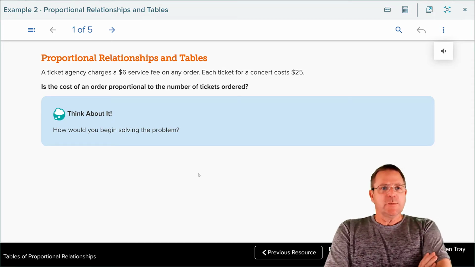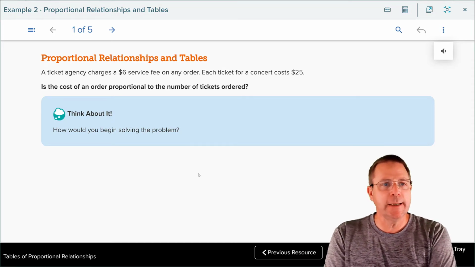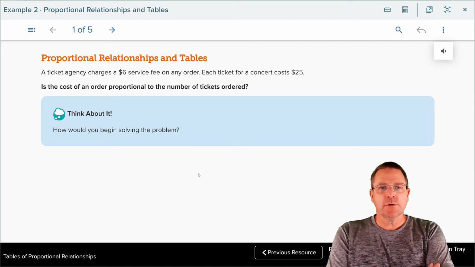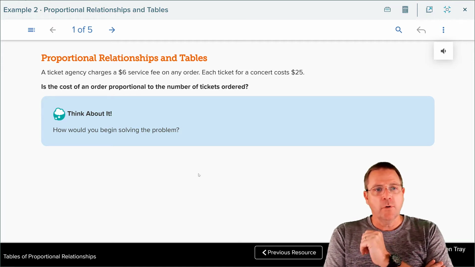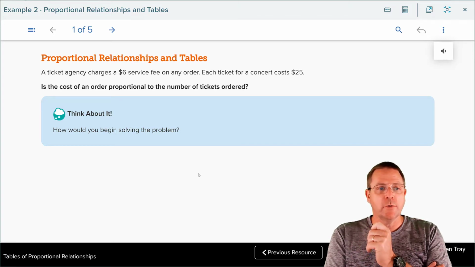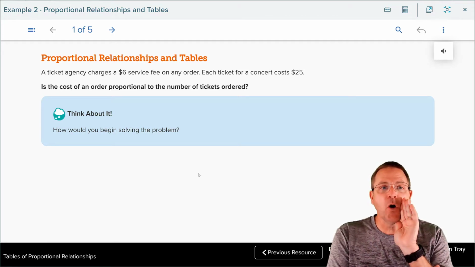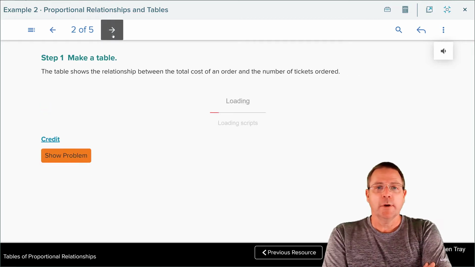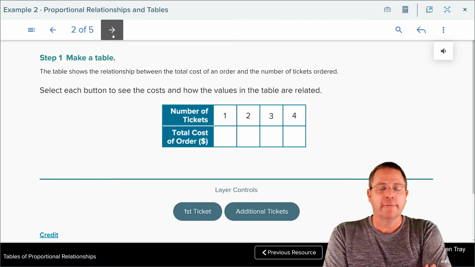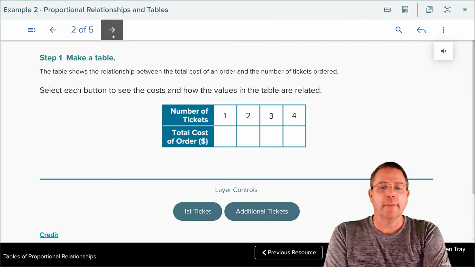Resource number 7 says proportional relationships in tables. A ticket agency charges a $6 service fee on any order. Each ticket for a concert costs $25. Is the cost of an order going to be proportional to the number of tickets? How will you begin solving the problem? Make a table. That's exactly what we want you to do. Take the table here, look at it, fill it in, figure out how much 1, 2, 3, and 4 tickets are going to cost, and then check your answers and go from there.